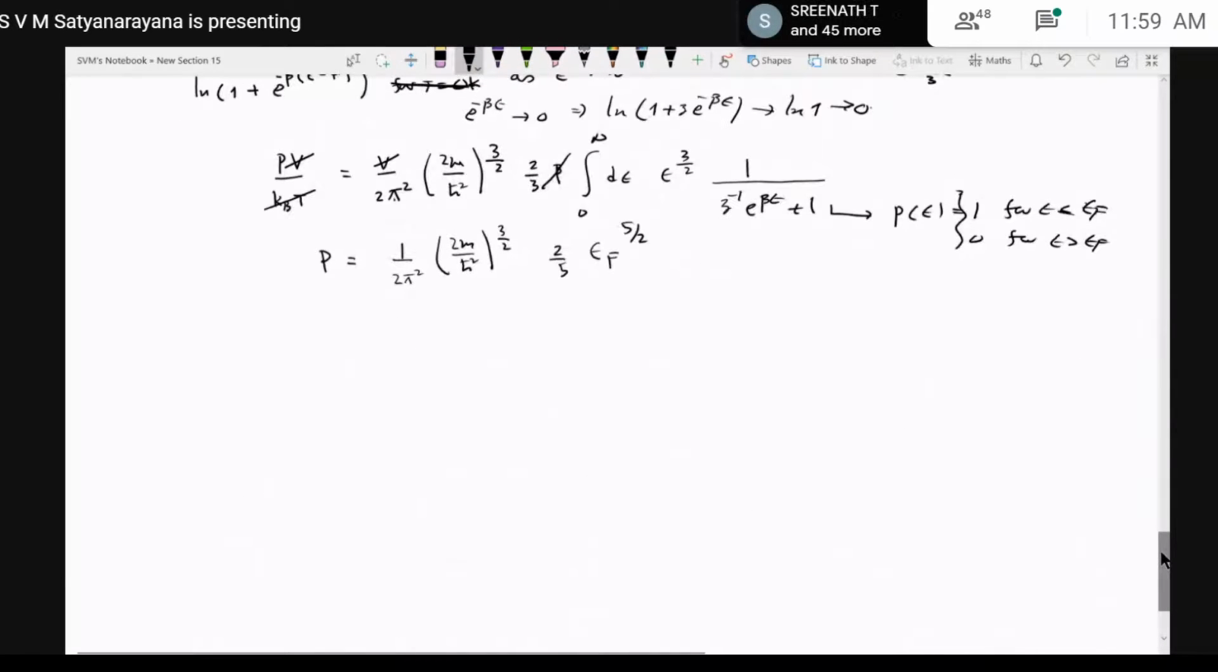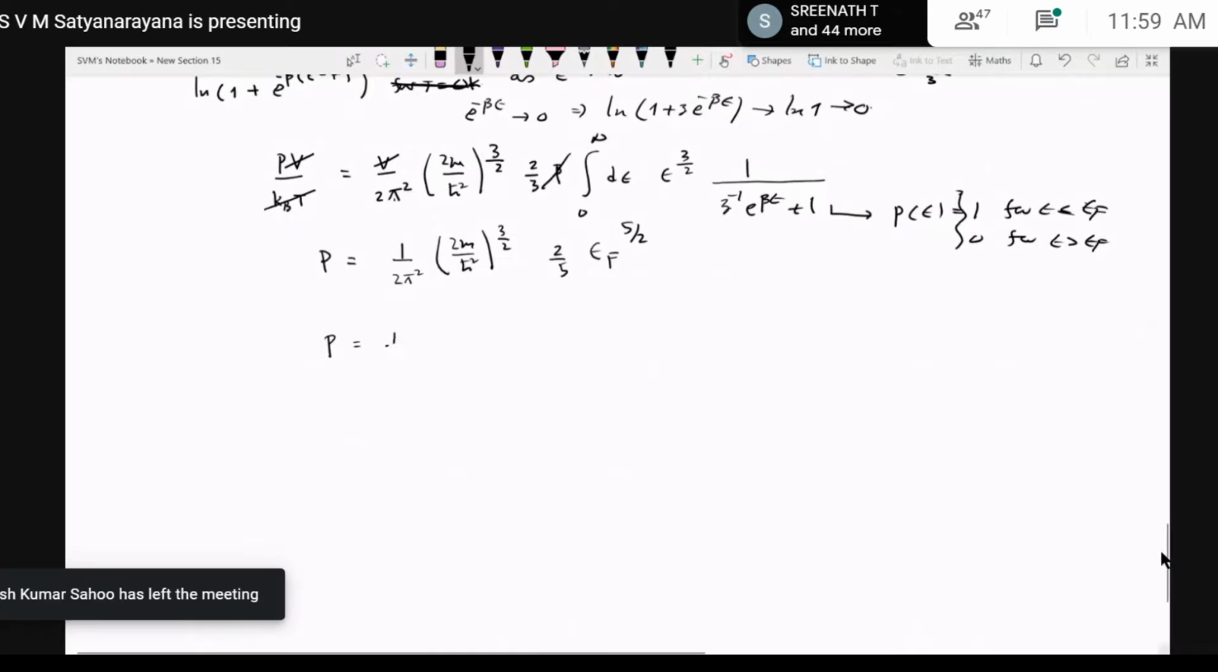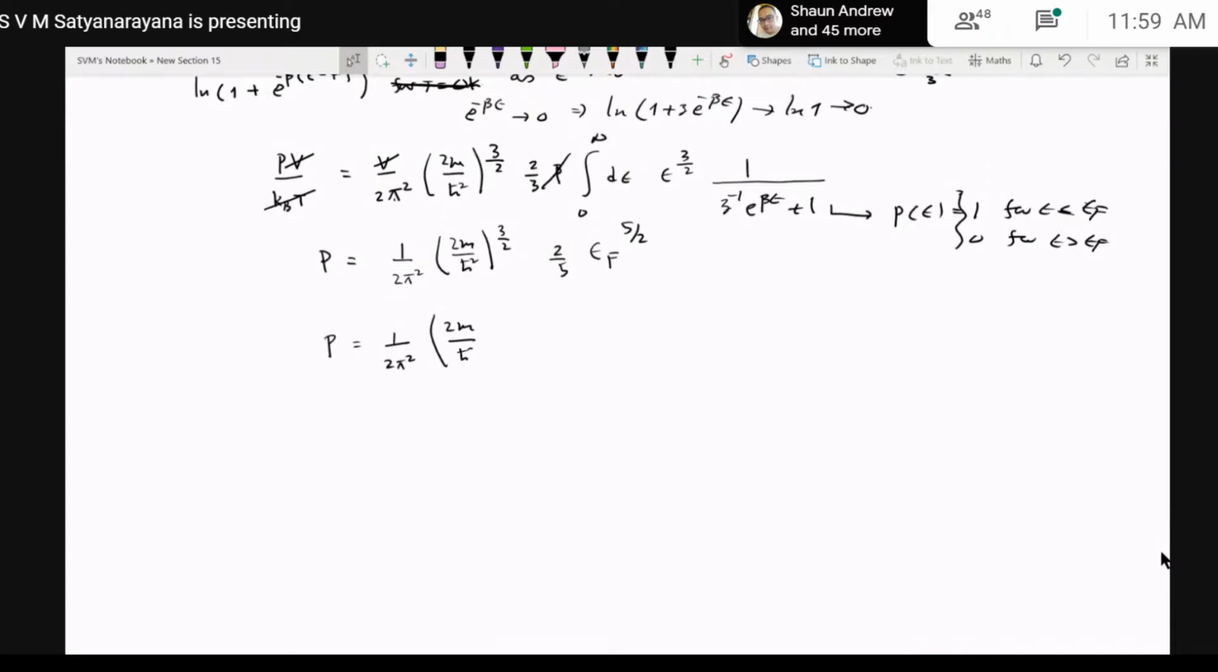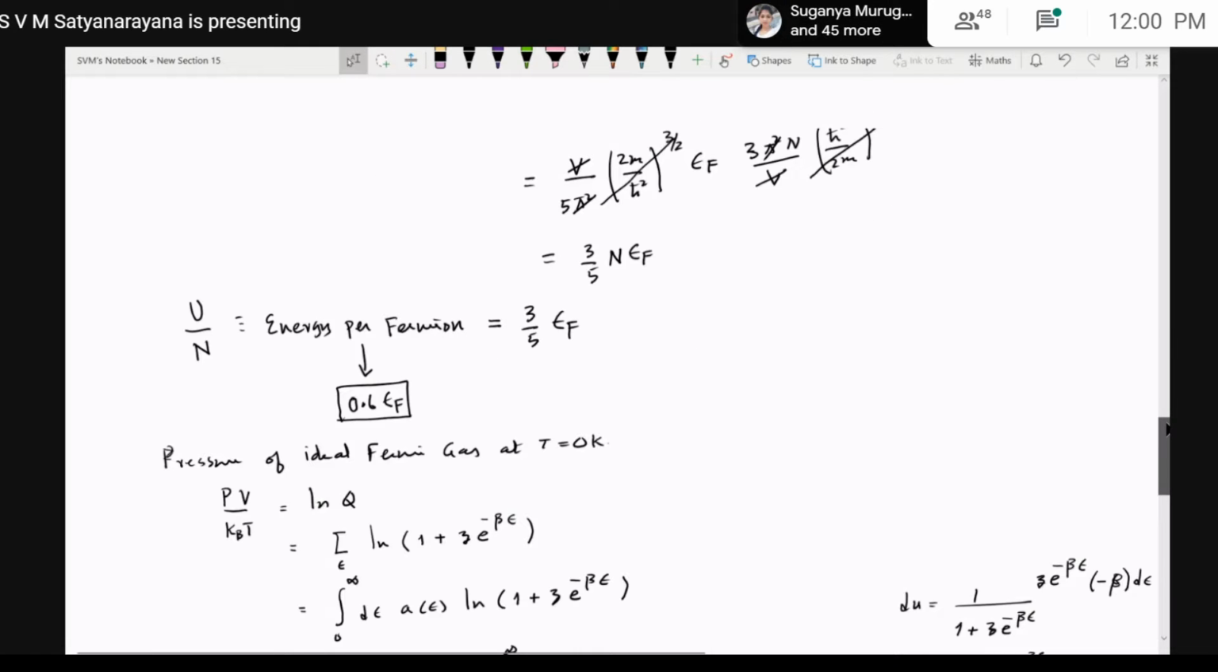Okay, so suppose I write it like this, P is equal to 1 by 2 pi square into twice m by h bar square to the power 3 by 2 into 2 by 5. Now I have 2 pi square U by V. Okay, and then h bar square by 2m to the power 3 by 2.